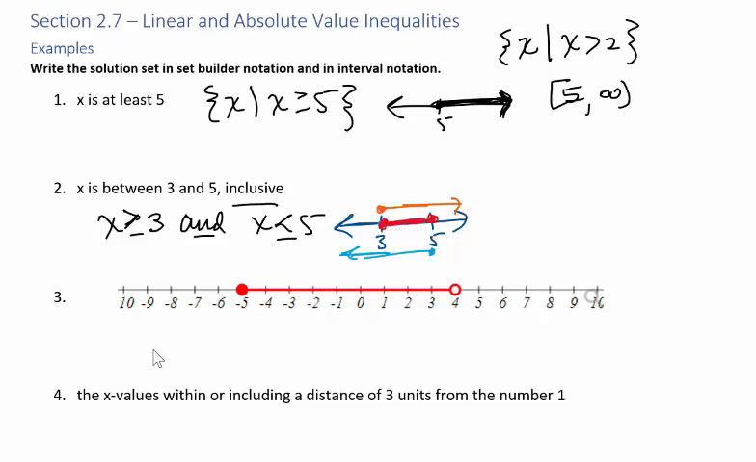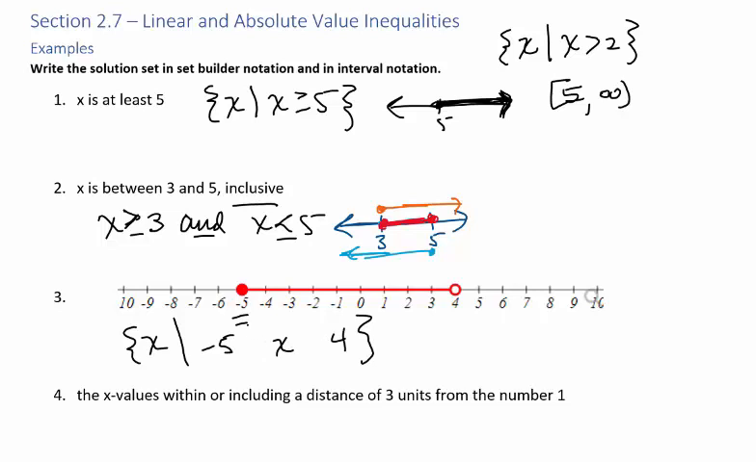Okay, number 3, we want to write from the number line what this set is in set builder notation first. Okay, so we see where exactly is shaded, which is between two numbers. And we always write our intervals from smallest to largest. So we start with the smallest number first, -5, and then we're going to put our x in the middle and 4 on the right.